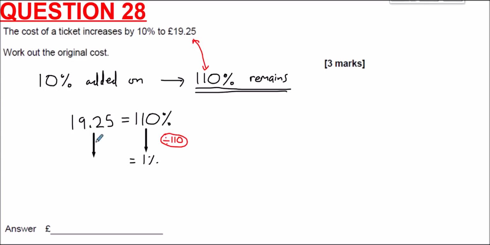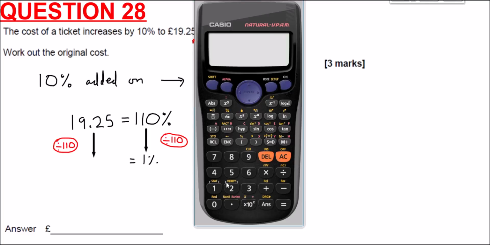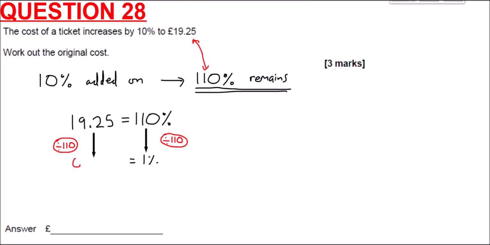But to keep this in the same proportion, if we divide over here by 110, we need to divide the amount too by 110. So £19.25 divided by 110, we get 0.175. Don't round at this stage if it doesn't look like a normal amount of money, because we're not finished yet. But don't round it off yet either. So 0.175 is 1%.